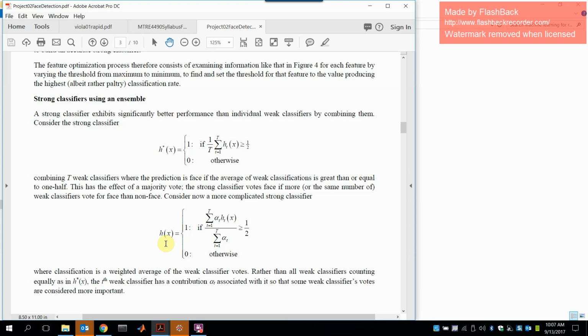Now, the question is, first of all, how do we determine which of those 180,000 classifiers are going to be in this big T number of classifiers? Now, we haven't said yet how many big T is.